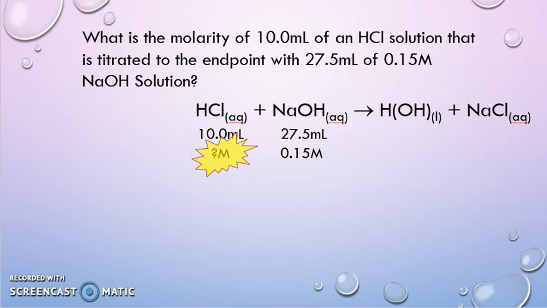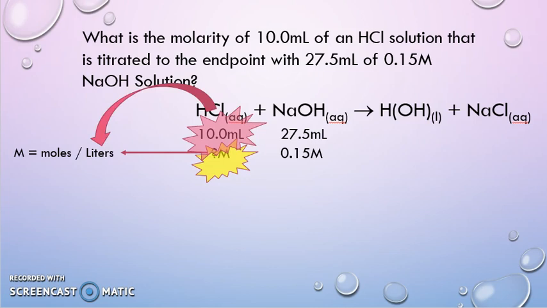So before I begin, I'm going to remind myself that molarity is moles divided by liters. Do I know any of that information already? Well, yeah, I think we do. We're given the volume of that HCl solution. I could actually take that 10 milliliters right now and pop it into the lower half of my problem. I'm half done. That's great. But I still have to solve for the moles.